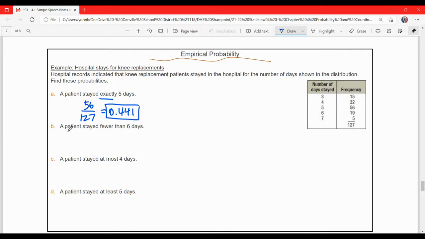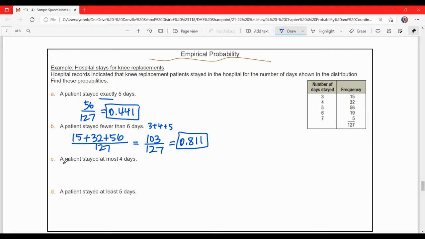If I want the probability a patient stayed fewer than 6 days, then that's going to be 3 and 4 and 5 days added together. I could do that, or I could do 6 and 7 and subtract from 1. So 3 would be 15, 4 would be 32, 5 would be 56, all out of 127. So that's 103 out of 127, which is 0.811.